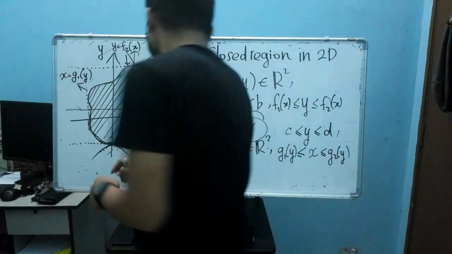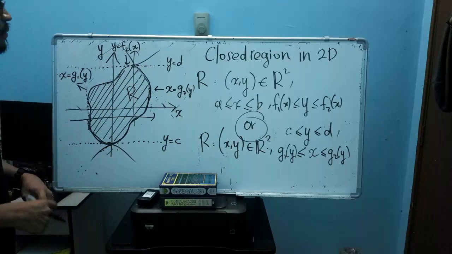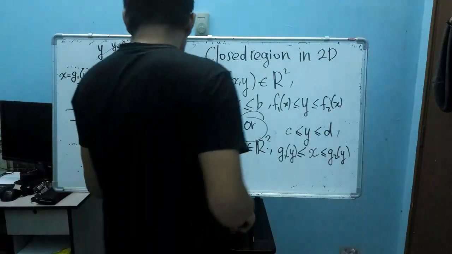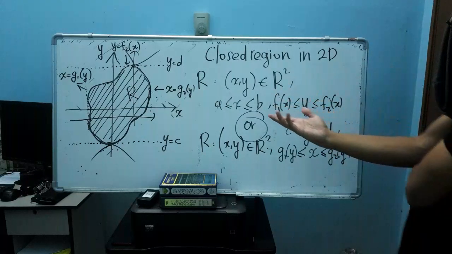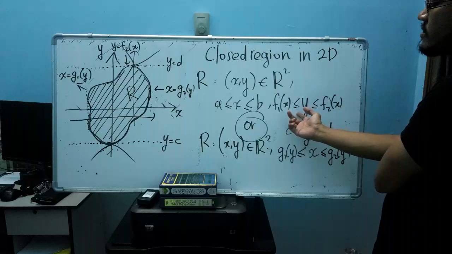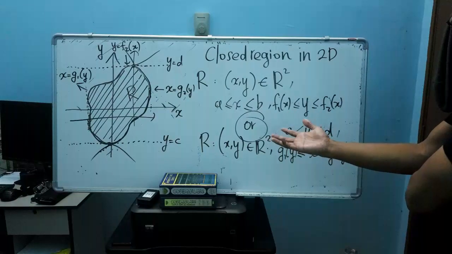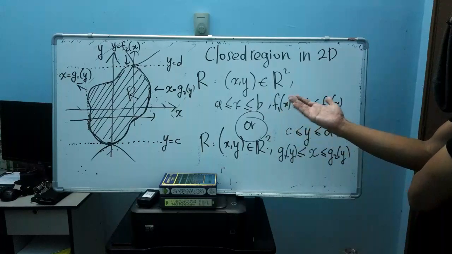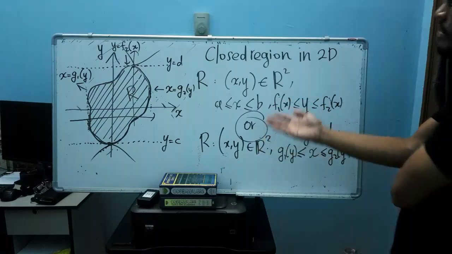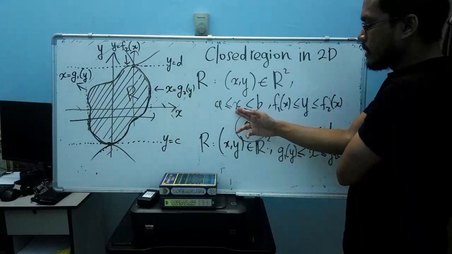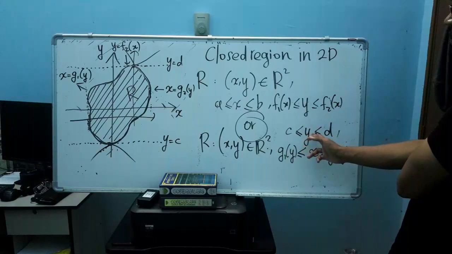Some remarks. Always remember when you want to describe R, you need to find the conditions of your x and y. The difference is which variable you want to find the condition for first. For example, in the first approach, you find the condition for x first. In the second approach, you find the condition for y first.